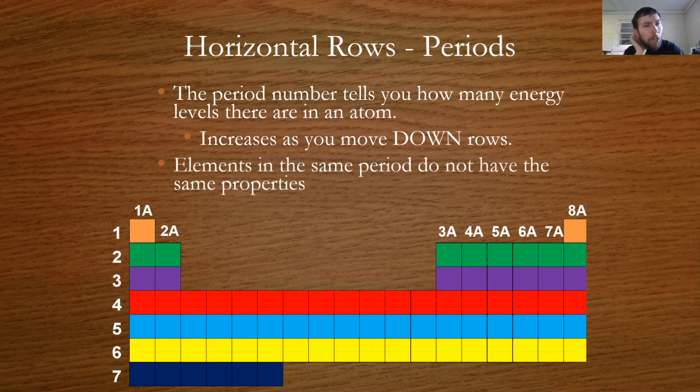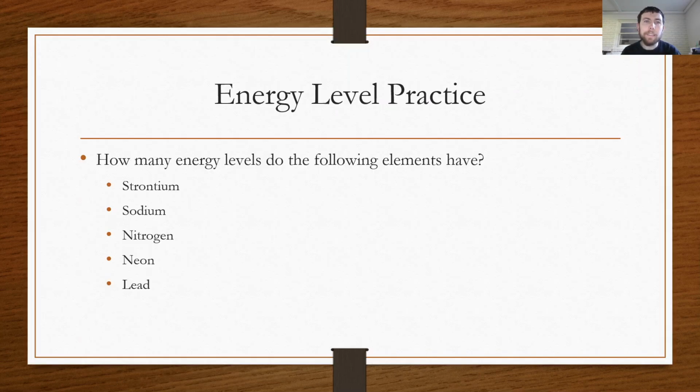Now, unlike with groups or vertical columns, elements in the same period do not have the same properties. This is because elements in the same period do not have the same number of valence electrons, because as we move from left to right, we see an increase in the number of valence electrons that our elements have. All right, so that's pretty straightforward. That's all I wanted to talk about with regards to rows and periods.